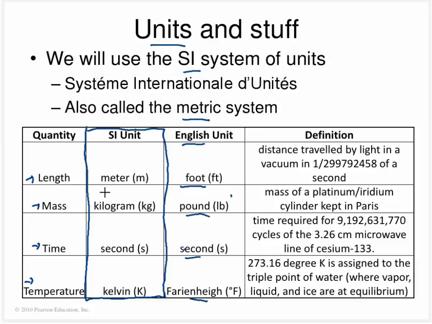Now, the unit for length is going to be a meter, abbreviated by this lowercase m, and a meter is about 39 inches or about 3 feet. I'm going to be using a kilogram for mass, abbreviated kg right here, where a pound is about 0.45 kilograms. Seconds is still the same, and temperature is going to be in Kelvin. I'll talk a lot more about the temperature unit as we get into thermodynamics.